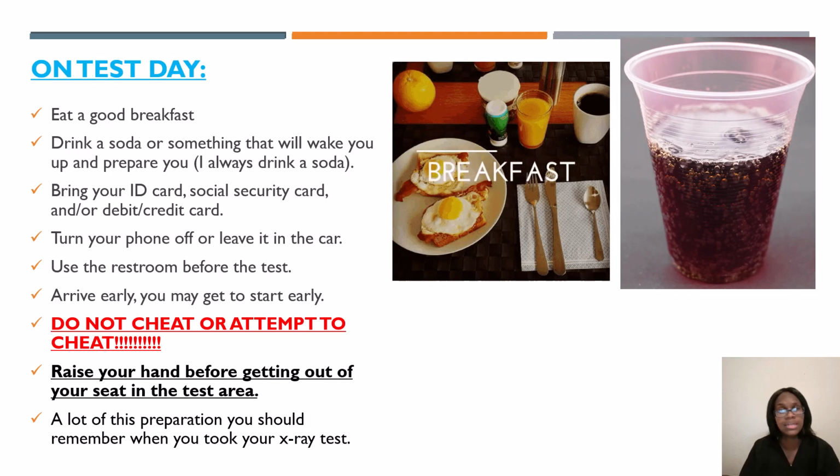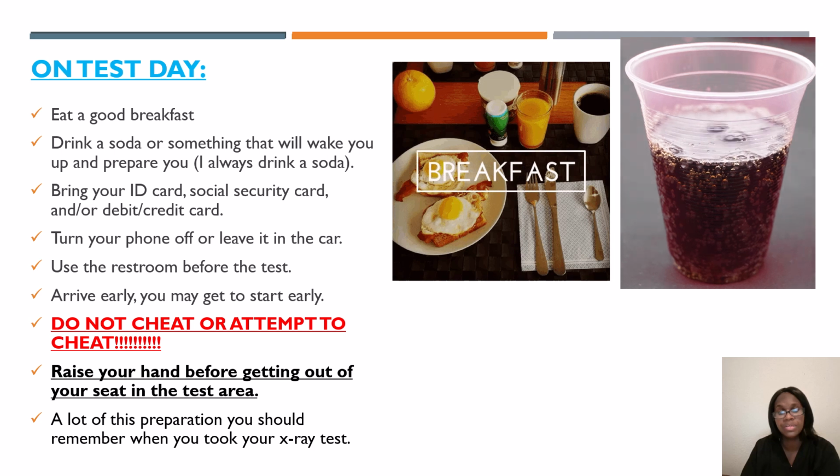On your test day, eat a good breakfast. I normally drink a soda on the day that I have to take a test. And I say on the day I have to take a test because I've taken 5 different ARRT tests. I've taken one for X-ray, CT, MRI, mammography, and breast ultrasound. So I did take 5 different registries. Bring your ID card, social security card, debit card.